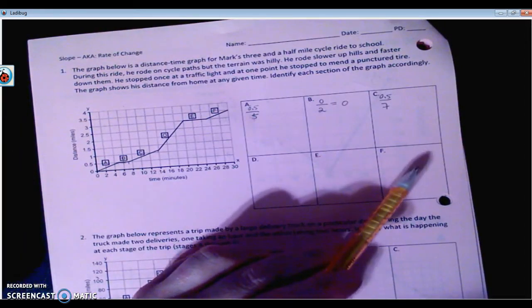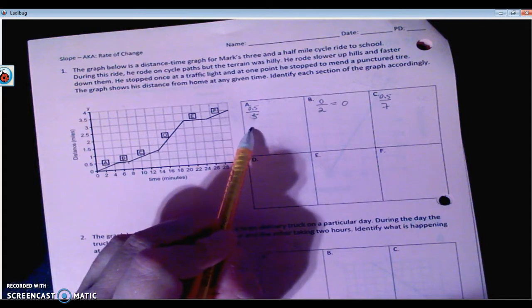Then from 7 to 14 minutes, so that's 7 minutes on our x-axis, he went from a half a mile to about, we'll estimate, 1 mile. So that was another half mile. So he did a half a mile in 7 minutes. That's a lot slower than A.